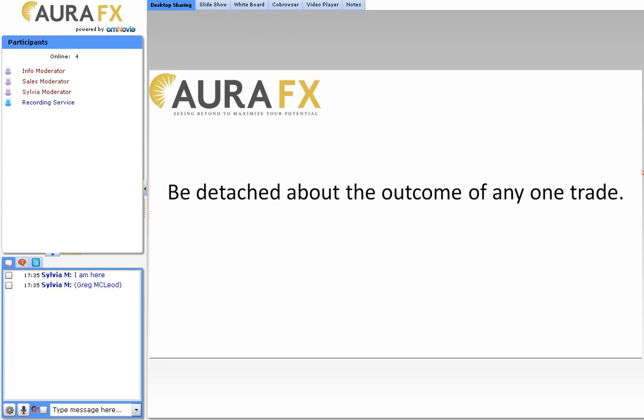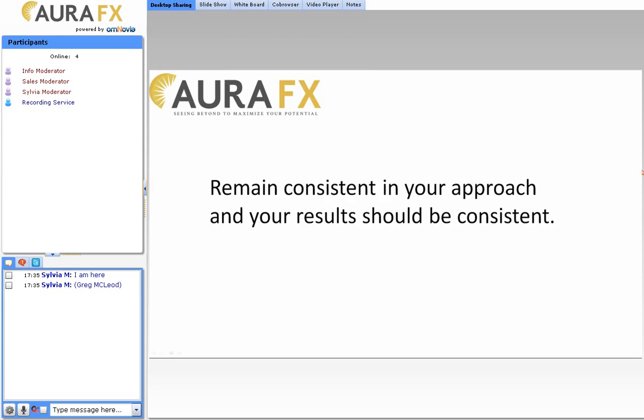Remain consistent in your approach, and your results should be consistent. This is really key also. We're going to spend a lot of time trying to identify an approach to trading that makes sense to us, and kind of works. We've talked about a couple here with the breakouts and with the indicators, but it just may not be your cup of tea.